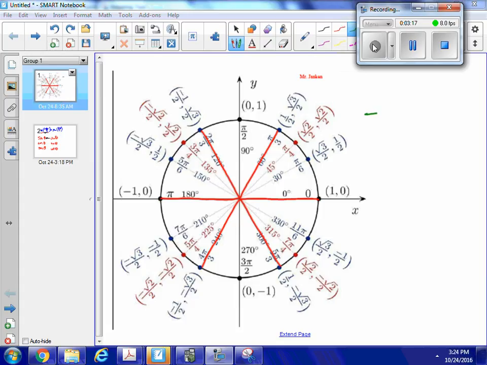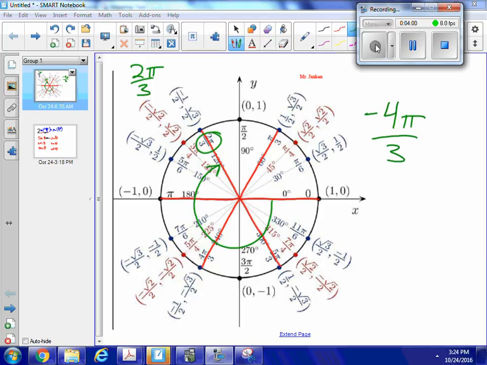Where then is negative 4 pi over 3? Well, remember, positive angles go that way, negative angles go that way. So I think I'm just going to count off 4 pi over 3's. So here's 1 pi over 3 going negative, here's 2 pi over 3's going negative, here's 3 pi over 3's going negative, and here's 4 pi over 3's going negative. So my negative 4 pi over 3 angle is this angle right here. And you can see that it is coterminal with a 2 pi over 3 angle.